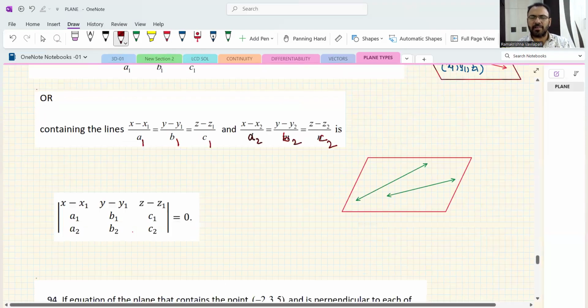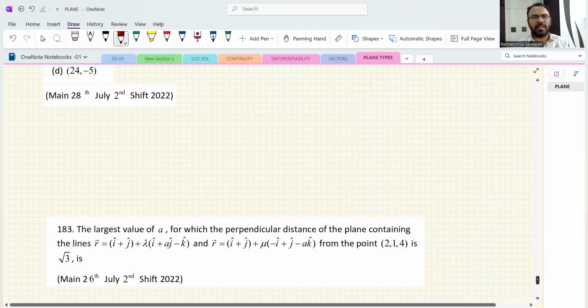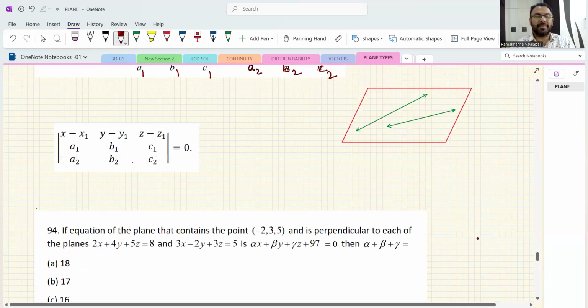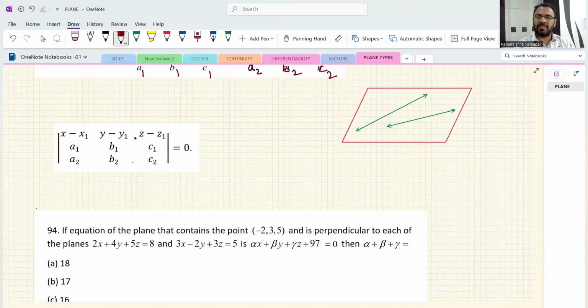For all these, there is only one formula, that is the determinant of x minus x1, y minus y1, z minus z1. The first row represents r bar minus a bar. The second row represents parallel to vector b bar. The third row represents parallel to the vector c bar. This is nothing but the box of r bar minus a bar, b bar, and c bar.